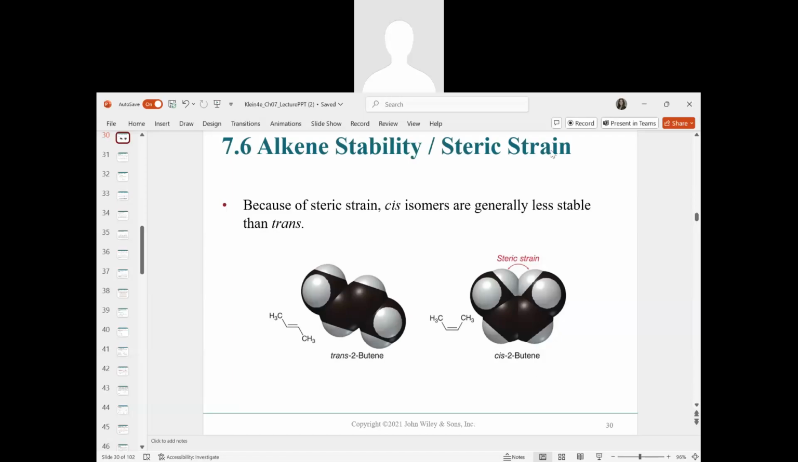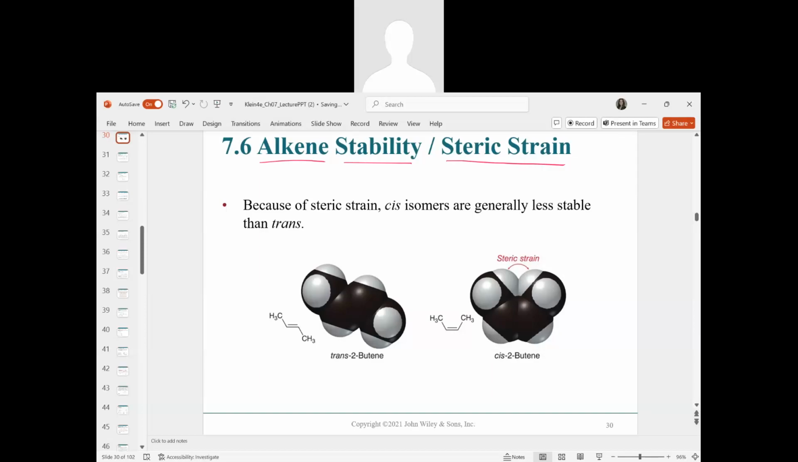In section 7.6, we're going to review this concept of alkene stability. And this will lead us on our way to be able to predict products of these types of reactions, specifically elimination reactions to produce alkenes, if we have a general understanding of the stability of our different products that could be produced.